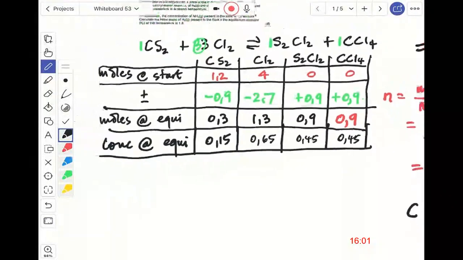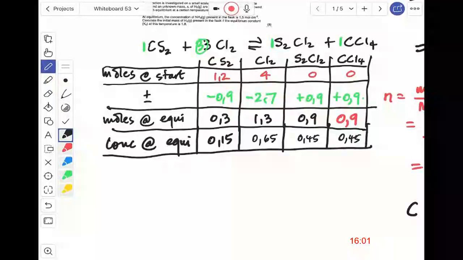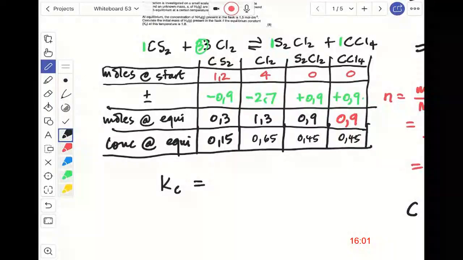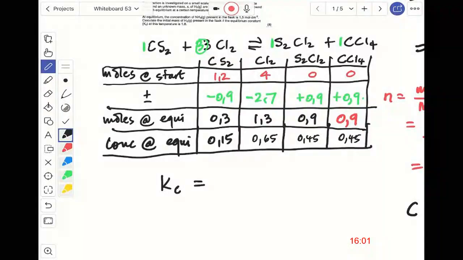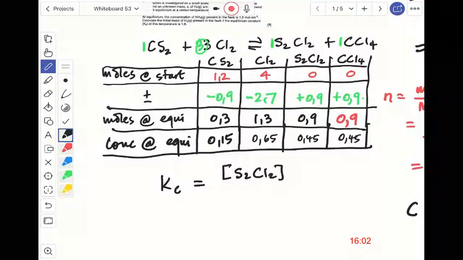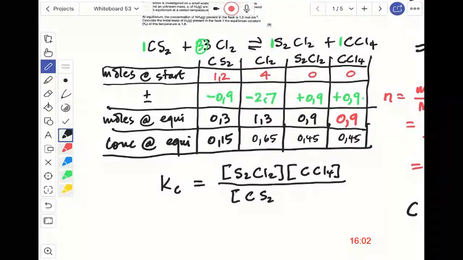Okay, so we've completed the table, and now we need to set up our equilibrium expression. Remember, it's the product of the products. So I've got two products. I've got S2Cl2, so it's the concentration of S2Cl2 times the concentration of CCl4 divided by the concentration of CS2 times the concentration of Cl2, and that 3 means it's 3 Cl2, so it's Cl2 times Cl2 times Cl2, which means it's cubed.